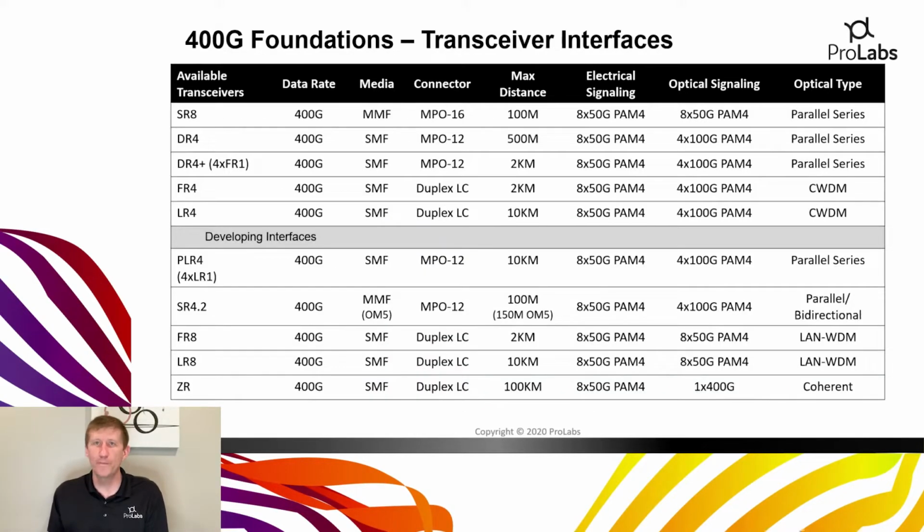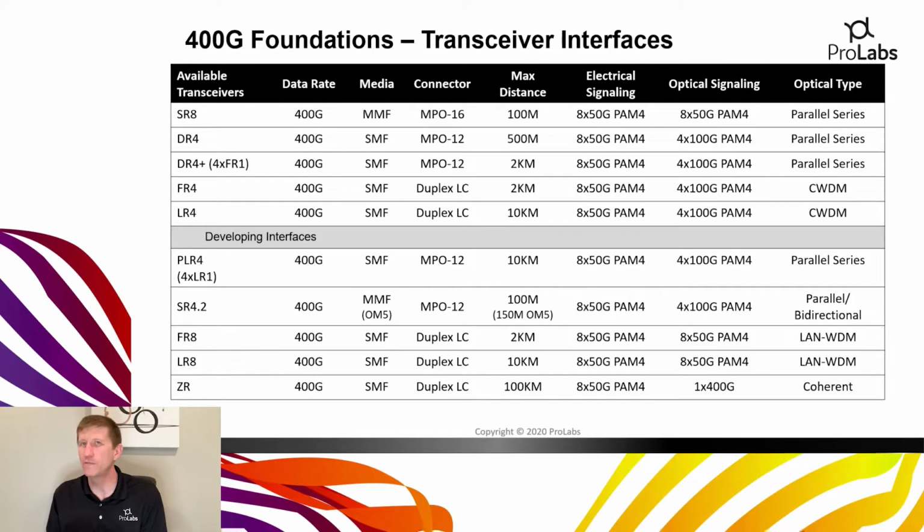So where PAM4 has a big impact is on the transceiver interfaces. We've got the available interfaces on the multi-mode side, the SR8, and that uses a new MPO16 connector, a max of 100 meters. On the electrical side, it has 8x50 PAM4 electrical signaling, whereas on the optical side, it also has 8x50 PAM4 optical signaling. And these are eight transmit, eight receive pairs in that fiber connection.